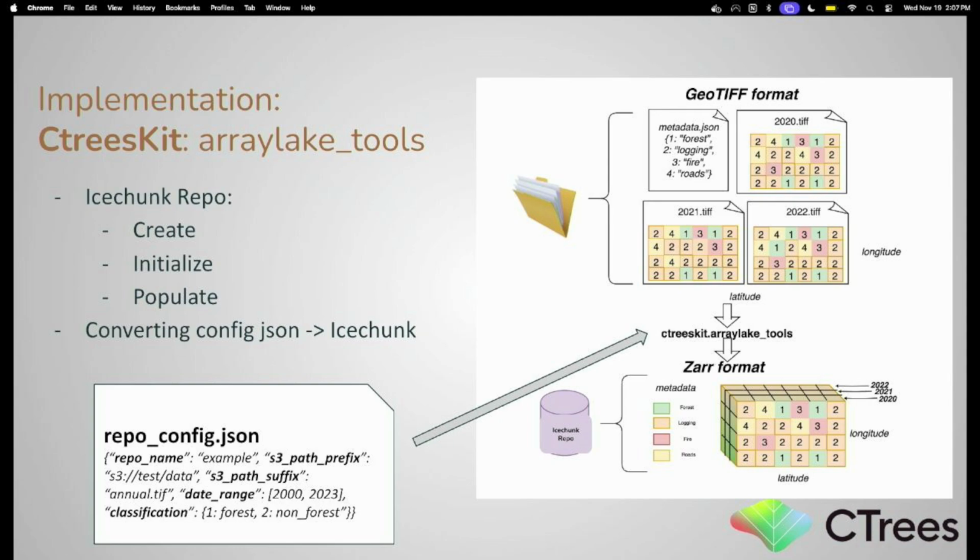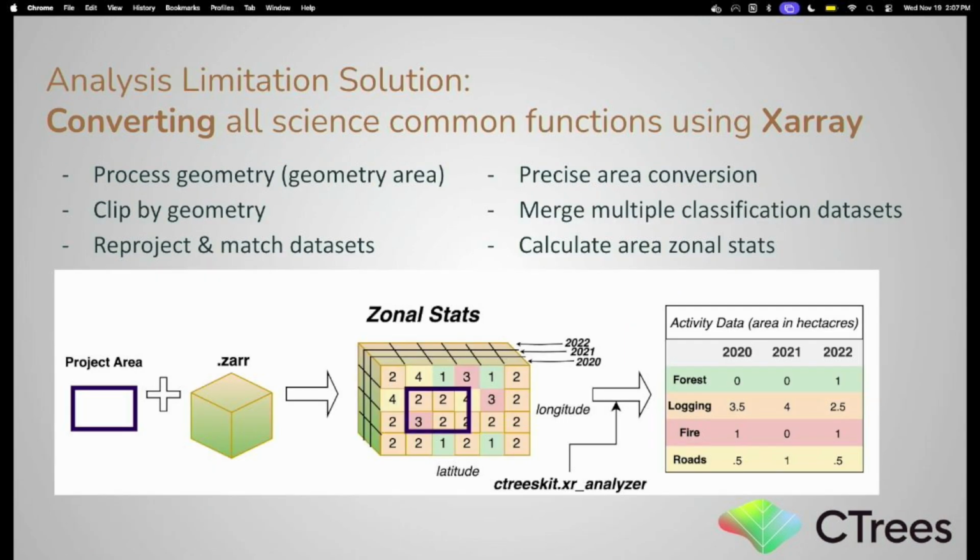So the next step was the analysis. Once we were able to get our data into Icechunk, I needed to have simple functions there to do our zonal stats. So I created something we call the analysis functions, part of CTrees Kit, and these are all using Xarray, so they're all cloud native. They're all very lightweight too, so you can put these into a Lambda function, which has to be a certain amount of weight. They can run really quickly, and so I created these functions.